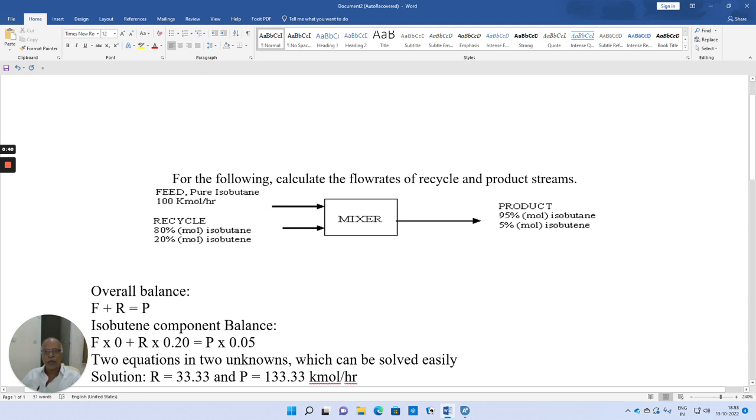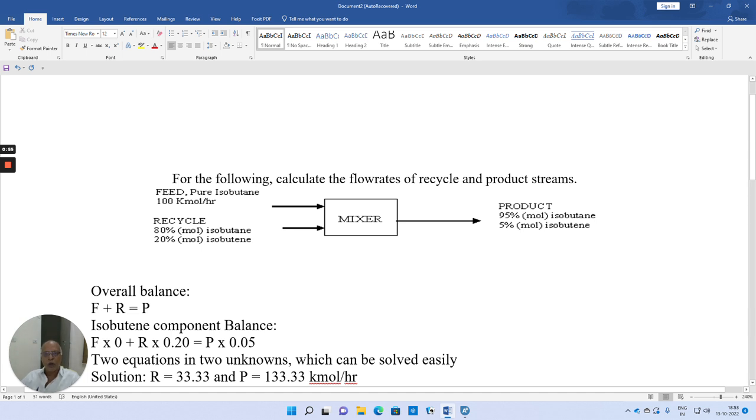In this problem, I am only trying to address mass balance, so the temperature and pressure are not going to affect your result. So you may presume any temperature and pressure for the input streams. Though it is not mentioned here, they are not going to affect your result.